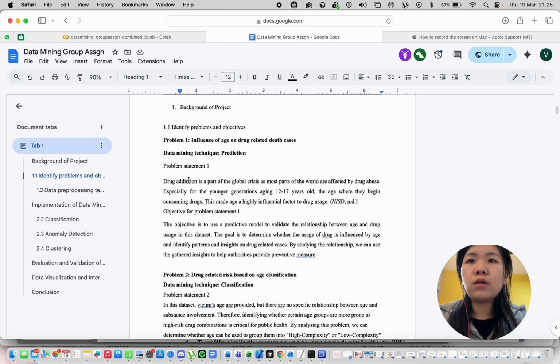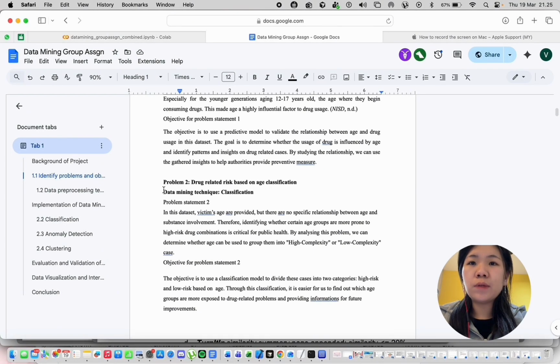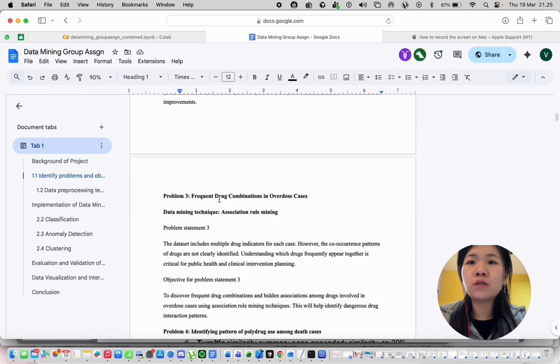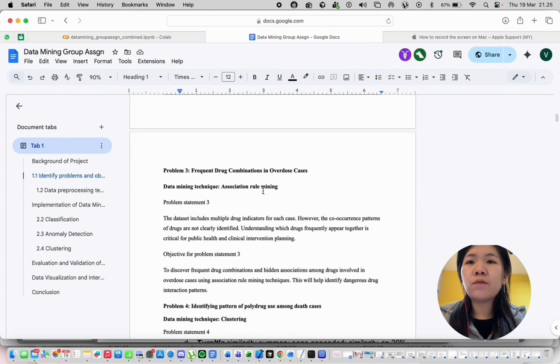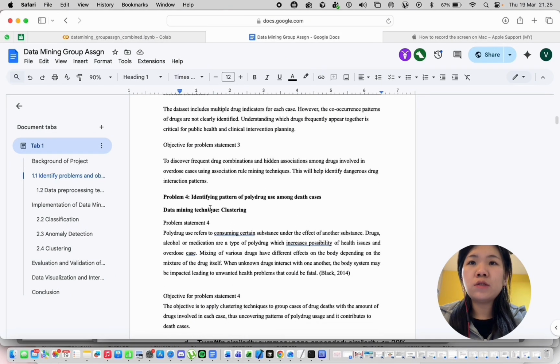So in the background of the project, we have 5 problems here. The first problem is the influence of age on drug-related death cases, and the data mining technique used is prediction. The second problem is drug-related risk based on age classification, and the data mining technique used is classification. The third one we have is frequent drug combination in overdose cases. The data mining technique used is association rule mining.